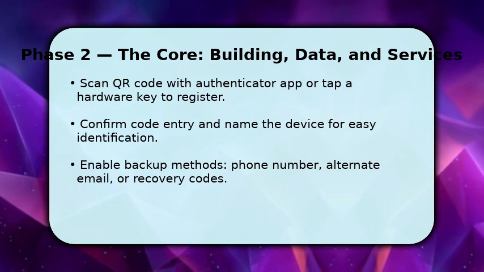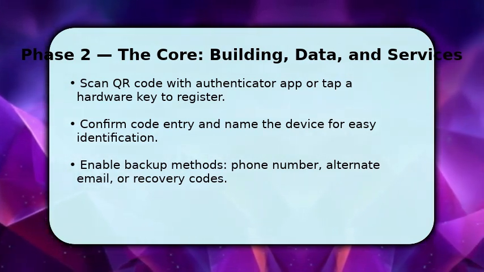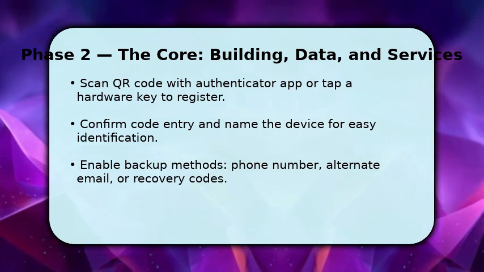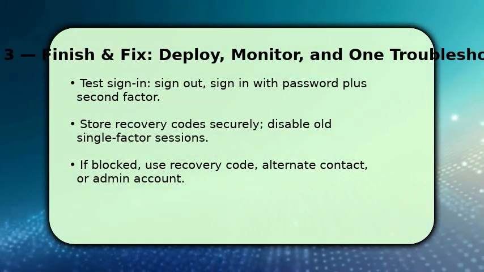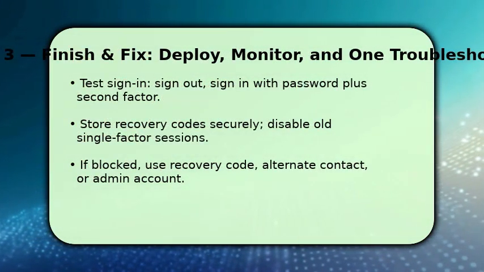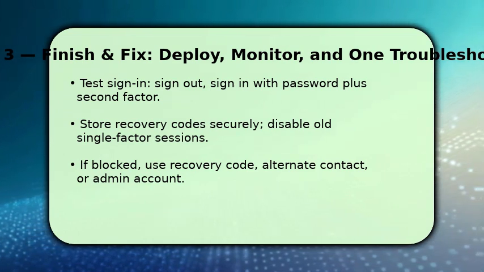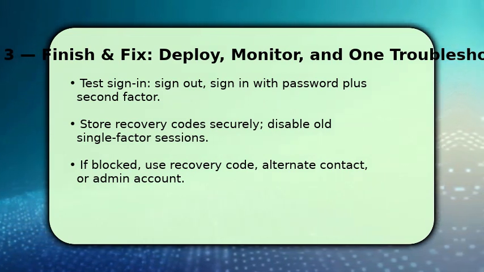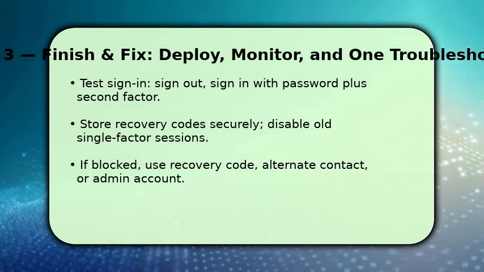Then, set at least one backup option: phone, SMS, alternate email, or printed recovery codes, to avoid lockout if your primary method becomes unavailable. Finish by testing a full sign-in flow. Sign out, then sign in with your password and provide the second factor. Save recovery codes in a secure place, password manager or locked physical copy, and revoke old sessions that bypass MFA.